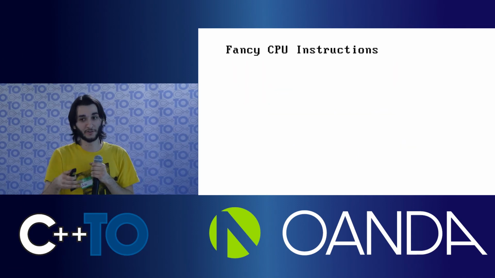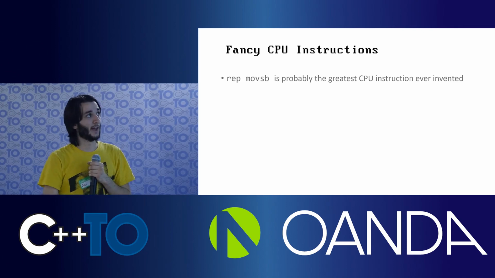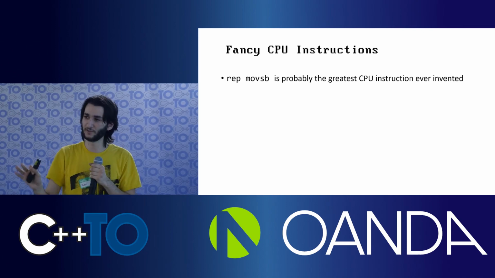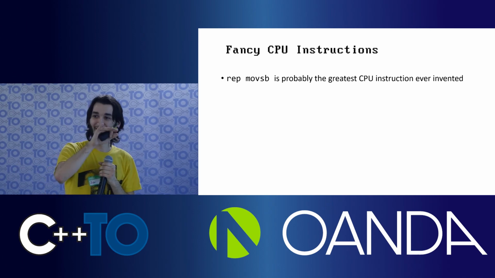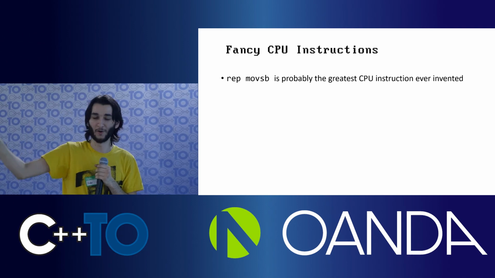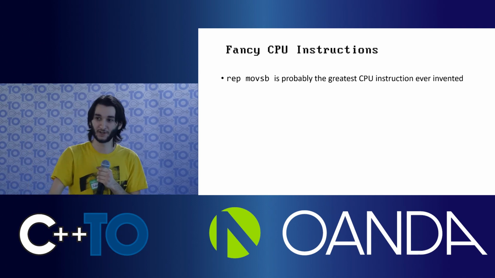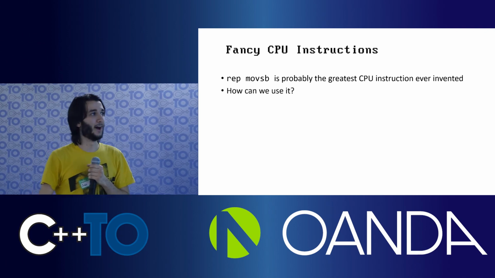There are some fancy CPU instructions, and you want to take advantage of those when you can. One of them is rep movsb, which is a crazy instruction that copies bytes from one location to another location, increments both pointers, and then does that again as many times as you want without even branching. So it's super cool. But how can we use it?